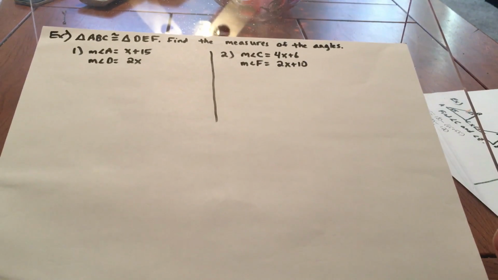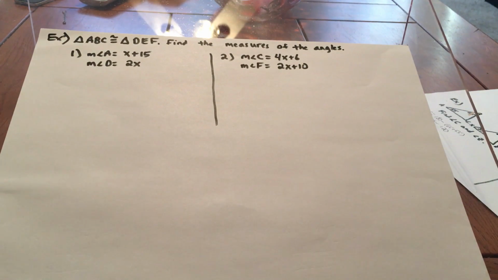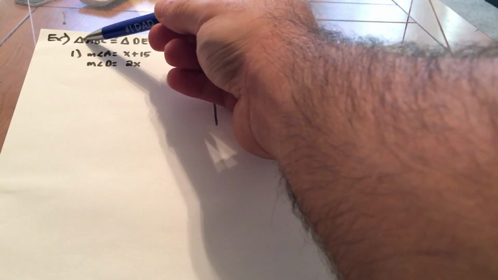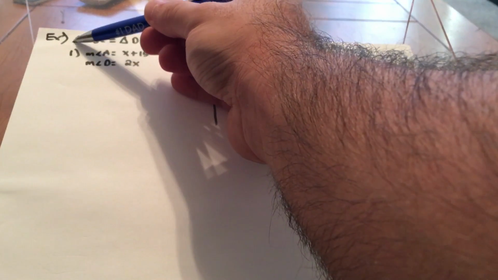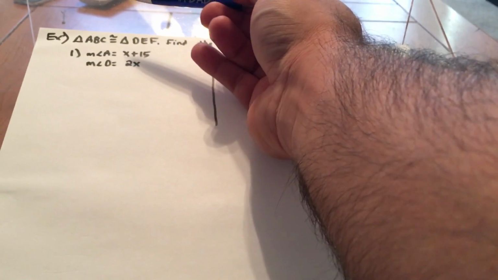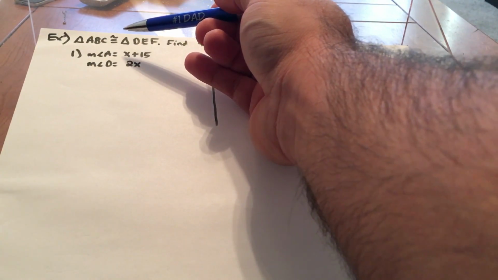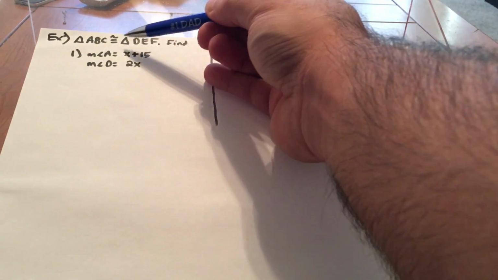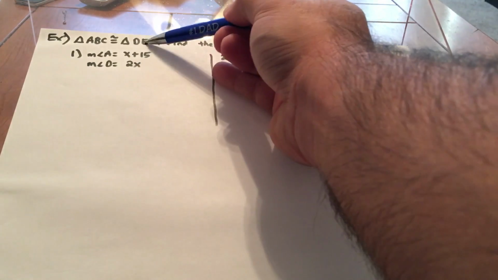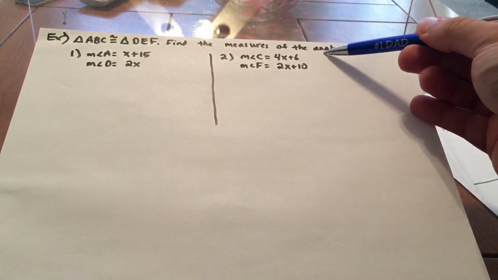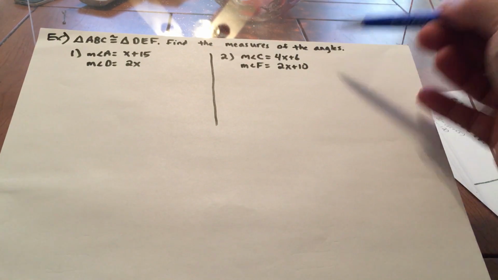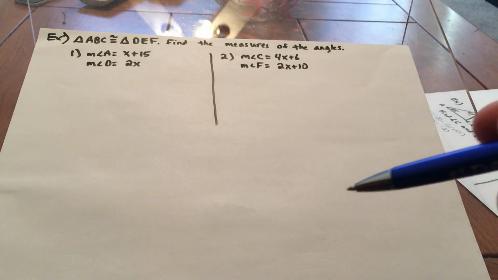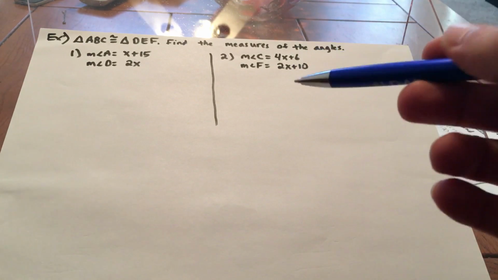Here's another example where we're trying to find the parts of a triangle. A couple of things to note. First, this little tiny triangle is the symbol for a triangle. It's one of the most straightforward symbols in geometry. This reads triangle ABC is congruent to triangle DEF. So we want to find the measure of the angles. If we want to do that, here's the thing.